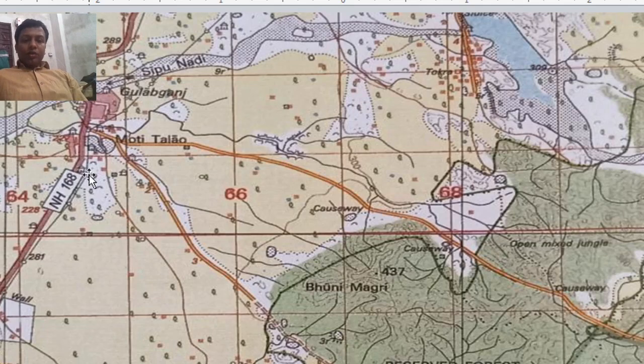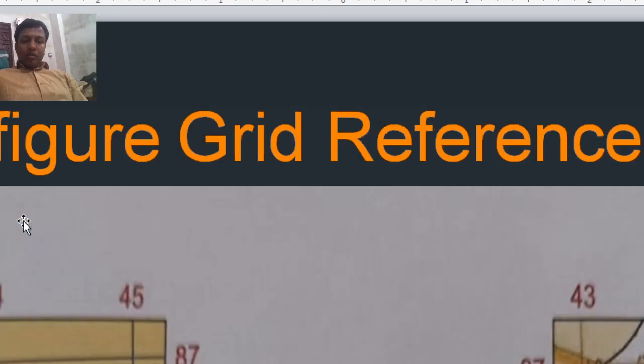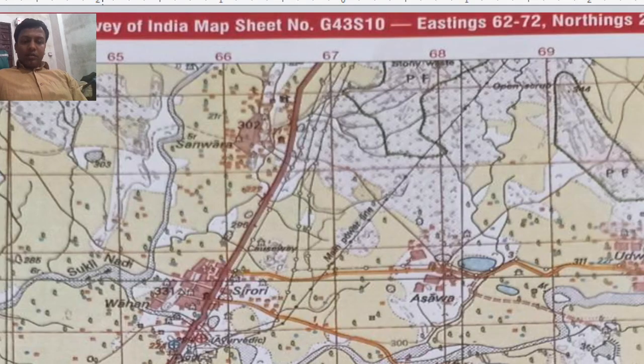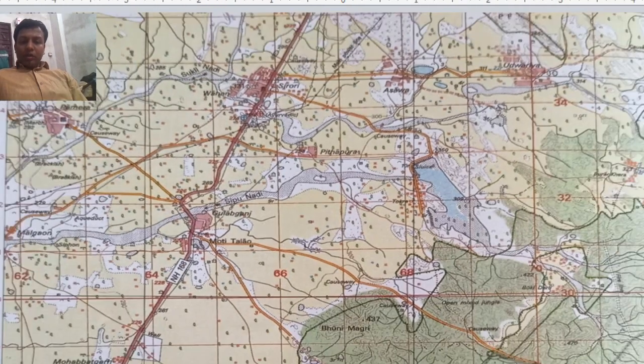Okay. So in this we have 64, look at this, 64. And what about northing? So northing we have 31, from here to your 31. So 31, 64, we have Gulabganj.